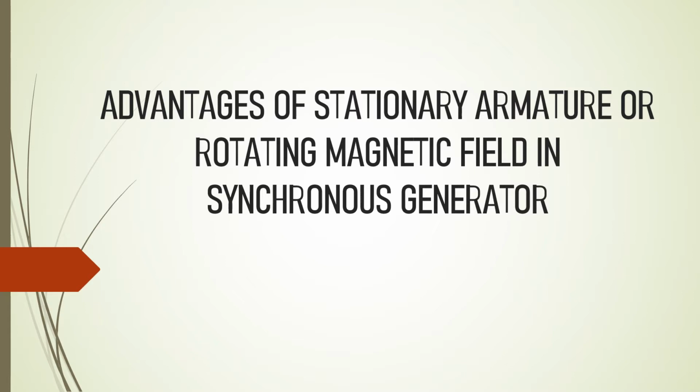But we know that in DC machines we have studied that the armature is the rotating part and the field system is the stationary part. But for AC machines, in the case of this rotating machine, we know that the armature is kept stationary. So let us discuss the reason behind it in detail.